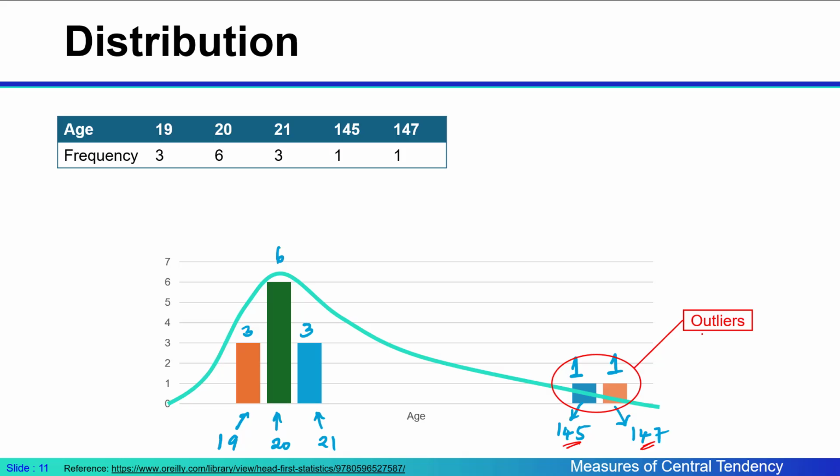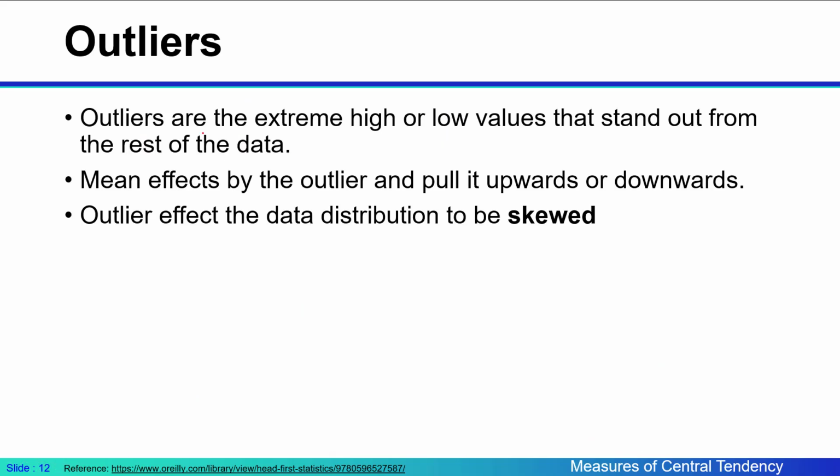Now, if you closely look at the data, 145 and 147 are called extreme values, and in statistics, we call them outliers. Outliers, in simple terms, are an unusual trend or unusual behavior in the data. Let me give you the definition. Outliers are extremely high values, could be even extremely low values too, that stand out from the rest of the data. Basically, they do not follow the trend of the rest of the data.